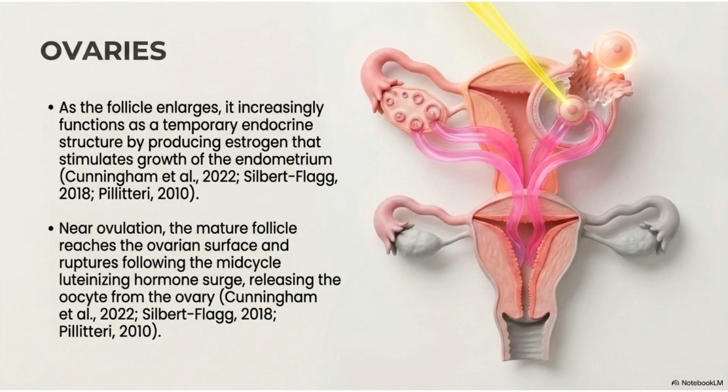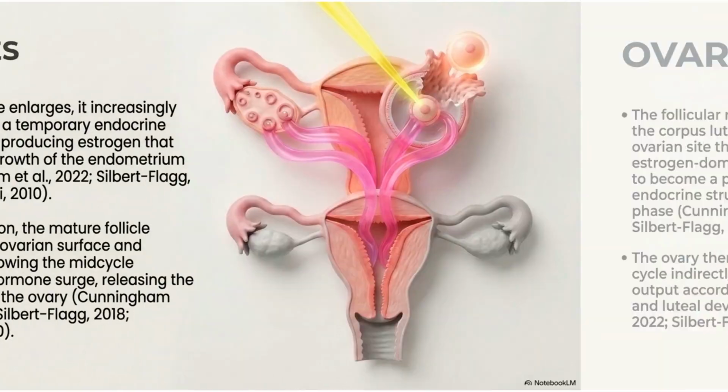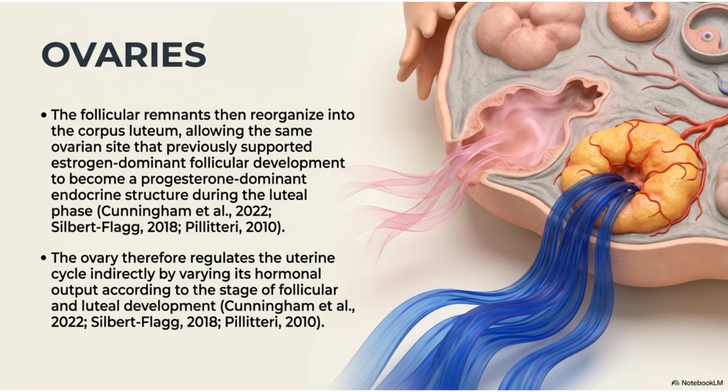As follicles grow, they function as temporary endocrine structures by secreting estrogen. Following a surge in luteinizing hormone, the mature follicle ruptures to release the oocyte. Post-ovulation, the remnants of the follicle transform into the corpus luteum. This structure produces progesterone, shifting the endocrine environment and regulating the uterine lining during the luteal phase.